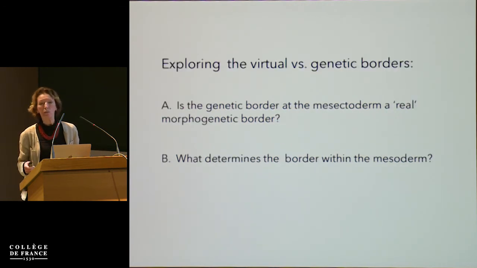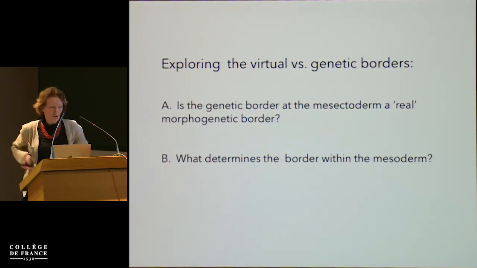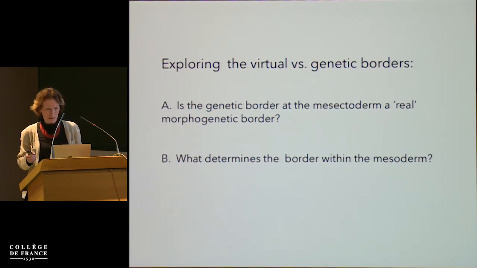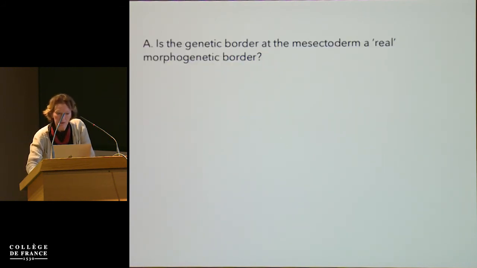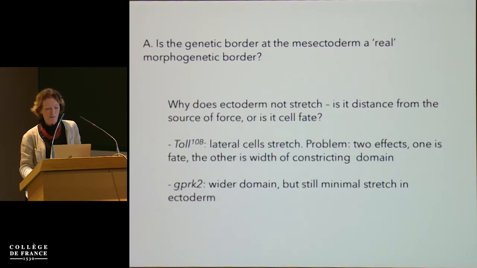So we explored a little bit these virtual and potentially real boundaries. And ask, is the genetic boundary at the side? And I have to watch my time. Okay. A real boundary or not? Are we imagining something? And what determines, really, that's the million-dollar question, what determines the border within the mesoderm? I won't be able to answer that. I won't show you data on this one, on the genetic boundary. I'll just report some facts.